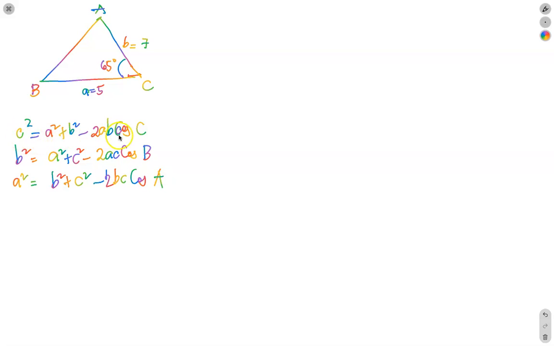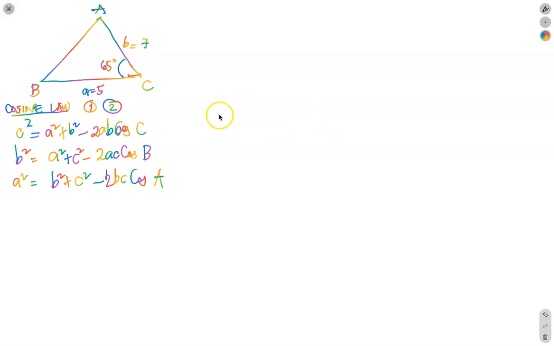If this is C, cosine C. If this is B, cosine B. This is A, cosine A. So whatever is not included here, for example, if this is C, so A and B and 2AB. This is B, so A and C and 2AC, and so on. So I hope it's easier to remember. Again, this is the cosine law, and we will use this to solve an oblique triangle under cases 1 and 2.